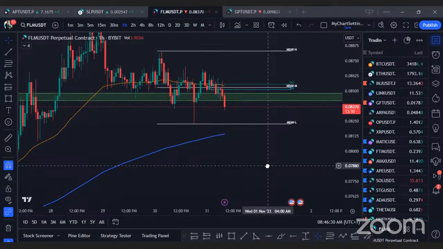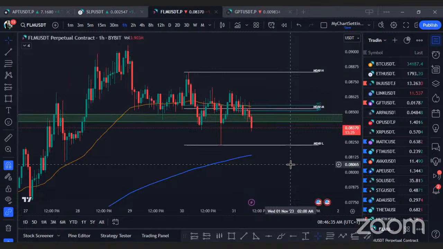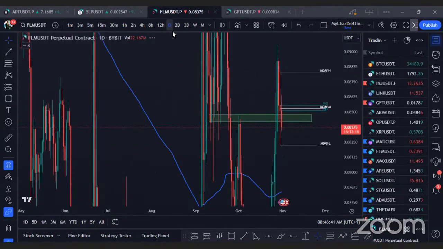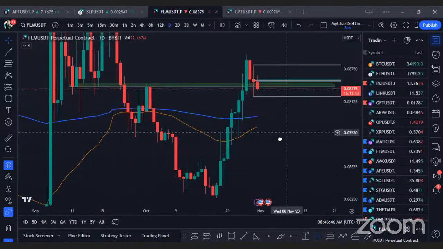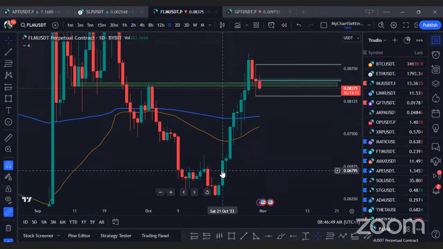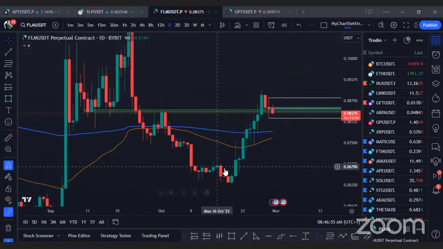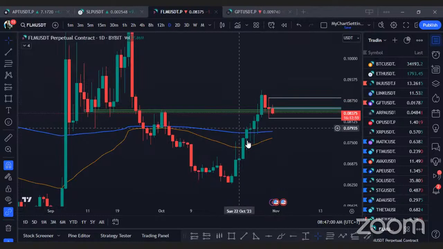When you are trading tokens like this, please don't use high leverage. I believe you are aware of this pump that happened last month, this month of October that is ending. This is when FLM started pumping, and it was pushing everybody out and out and out.